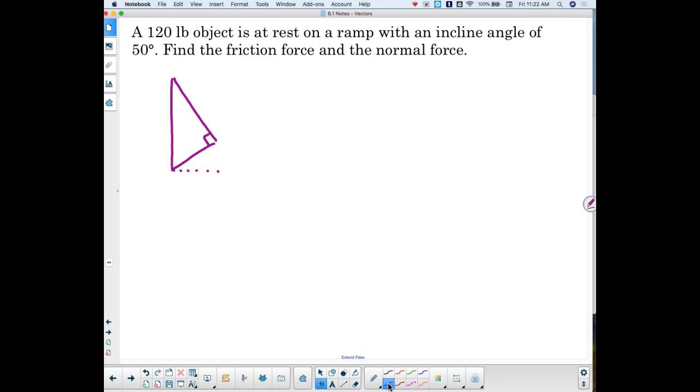So there's my right angle. 50-degree angle there, which makes this a 50-degree angle there. 120 pounds is my gravity. Normal there, friction there.